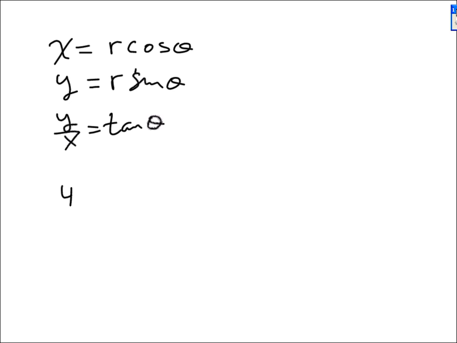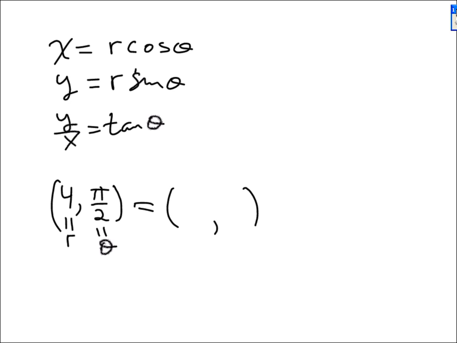So if you're given 4 comma pi over 2, this is a polar coordinate. How do I know? Because I'm telling you that. There's no other way to know. The first value is r, and the second value is theta. So I want to write this in terms of x comma y.